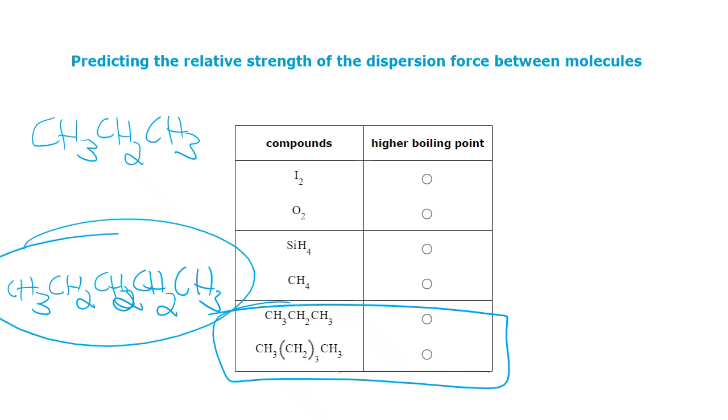And because there's just more total electrons in there, there's going to be more chances of dispersion forces. So you can correlate the larger or the higher molar mass compound with more dispersion forces and therefore a higher boiling point.